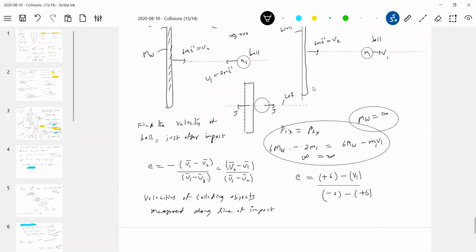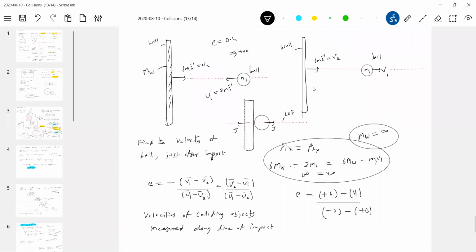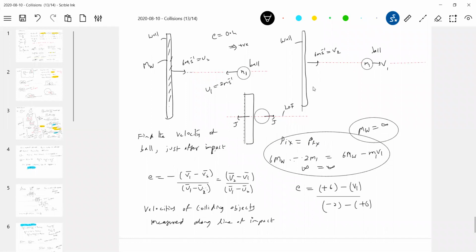What is the value of E? E, how much did I give? Equal to 0.4. Substitute here, no? 6 minus V1 minus 8. Anybody have the value of V1? 9.2. So it will rebound with this much speed. I got positive, so it will be towards right.